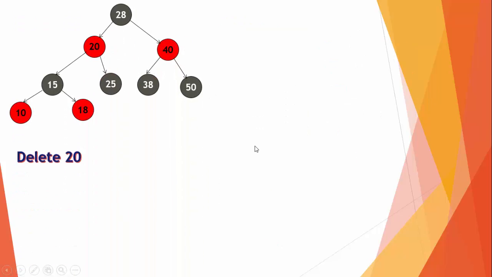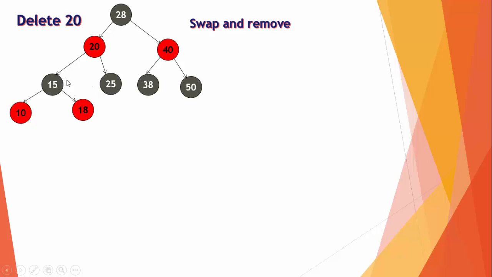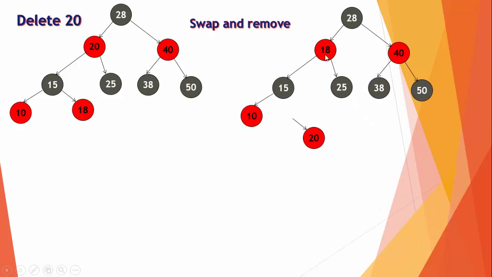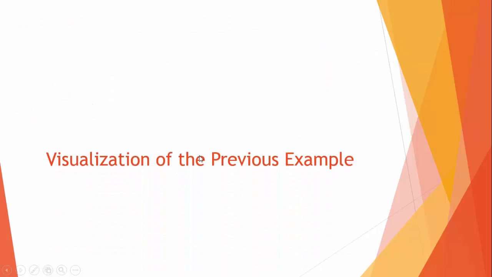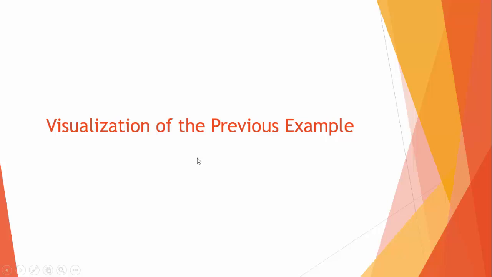What if we want to delete the node 20? We do the same action. We must find the maximum element in the left subtree, which is 18, and swap it with 20 and remove the 20 node. After removing, we get this tree, and we can see all the invariants are satisfied here. Okay, now we will do the same previous operations using an applet to visualize the operations.